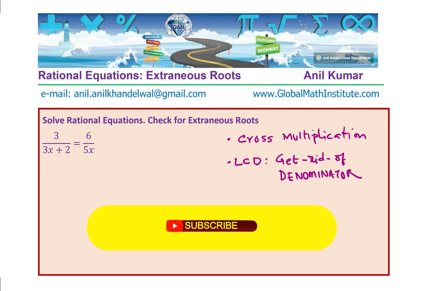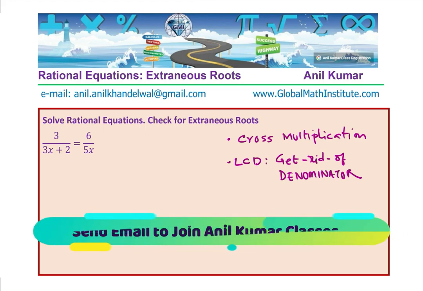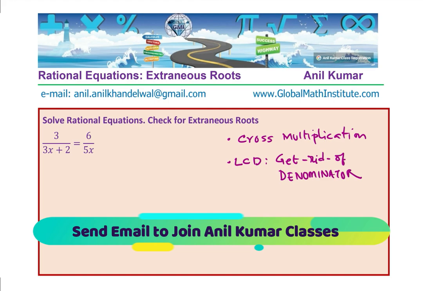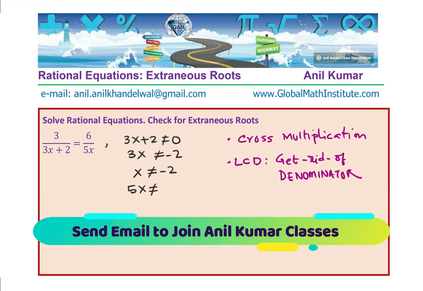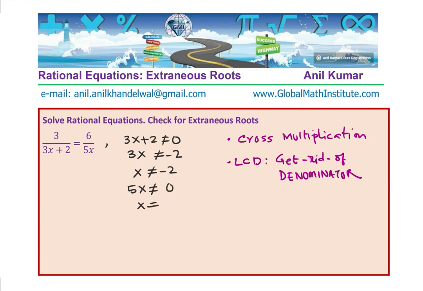Now that denominator really causes a lot of problems, therefore I have written it in capitals. So to begin with, whenever you need to solve a rational equation, start with writing restrictions. We know that 3x plus 2 should not be equal to 0. That means 3x is not equal to minus 2, or x is not equal to minus 2 by 3. And also we have 5x which is not equal to 0. That means x is not equal to 0.